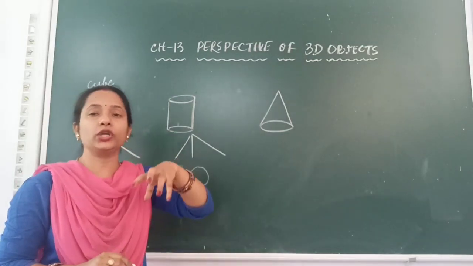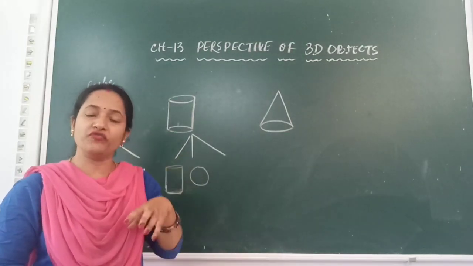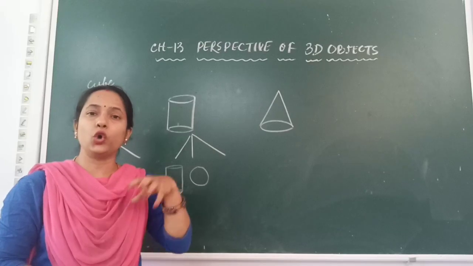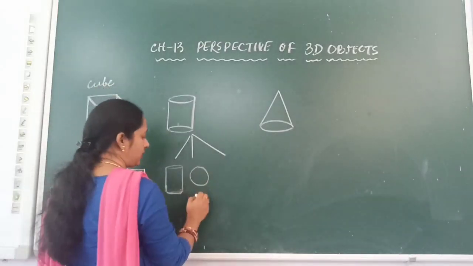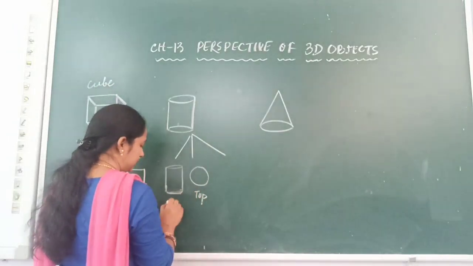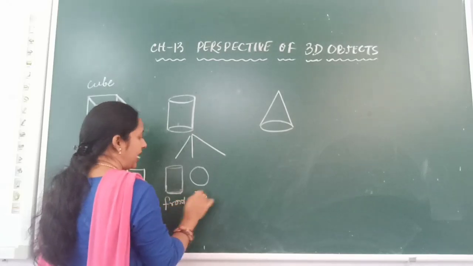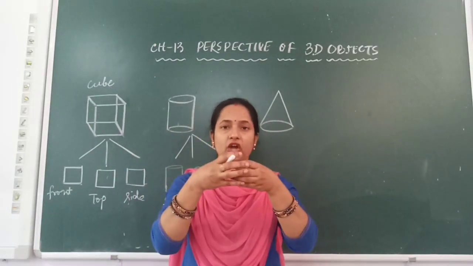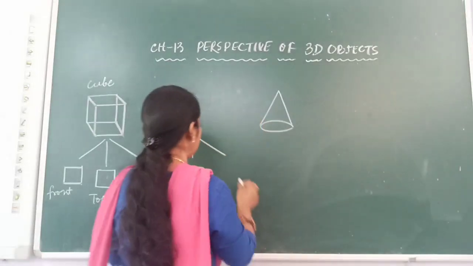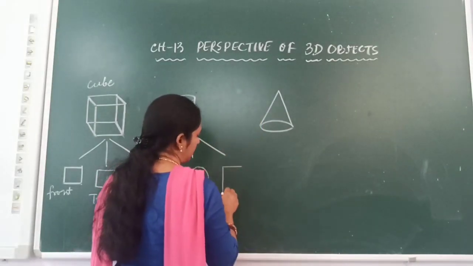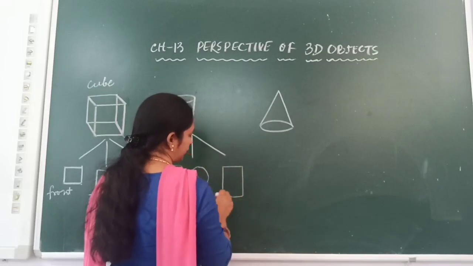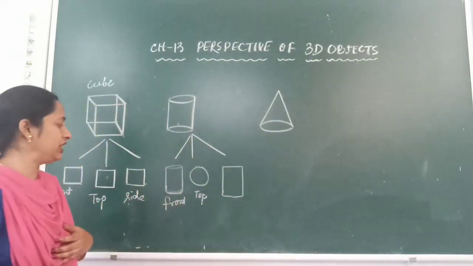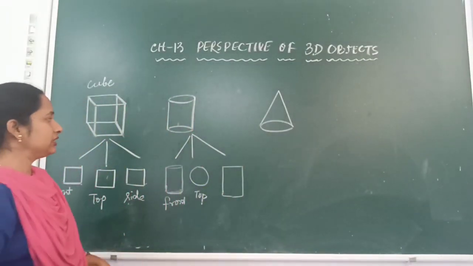The cylinder is circular in shape and we can see only the circle. So this will be the top view, this will be the front view, and from the side, if you will keep a cylindrical object and see, you will find only a rectangular shape.